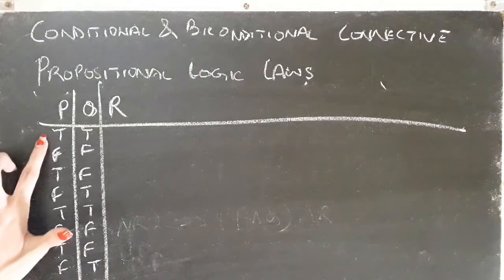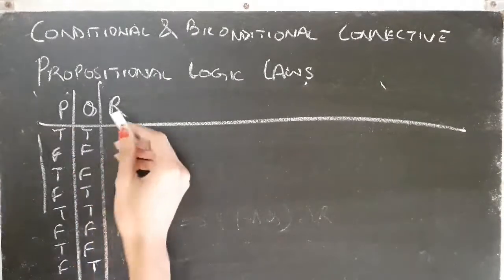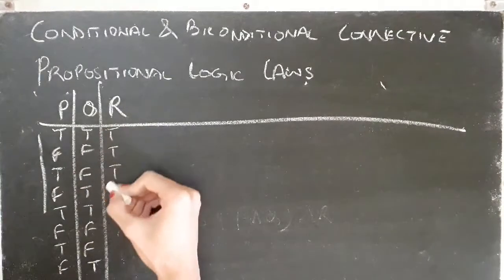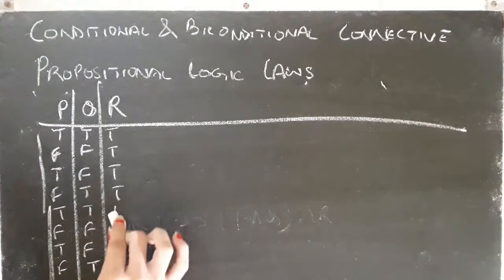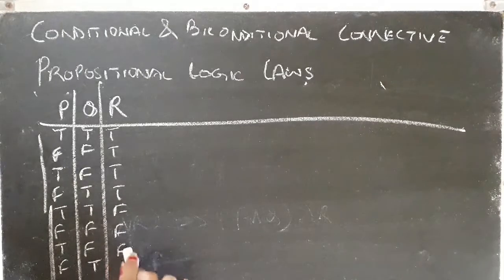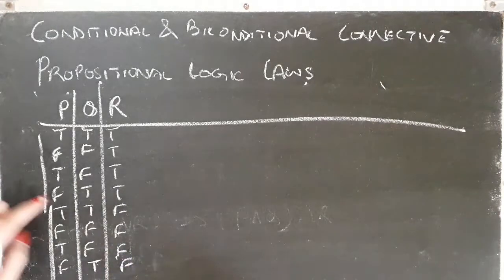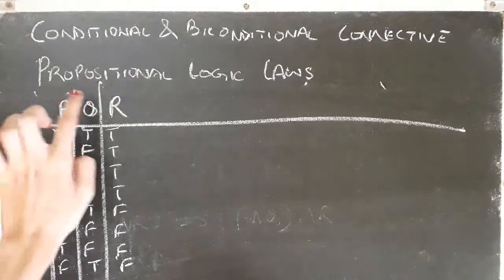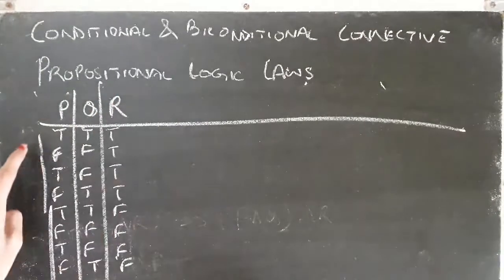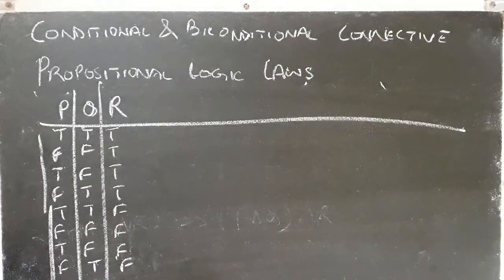Now for the first 4, we will assign a truth value to R. For the next 4, we will assign a false value to R. This way we get all the possible combinations that we can have for 3 statements P, Q and R, which are 8 combinations in our case.